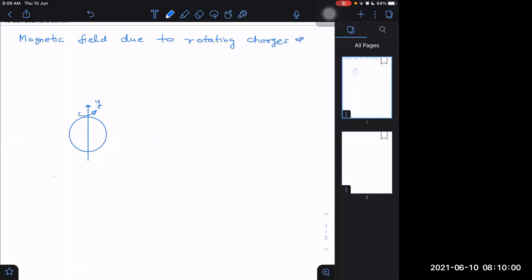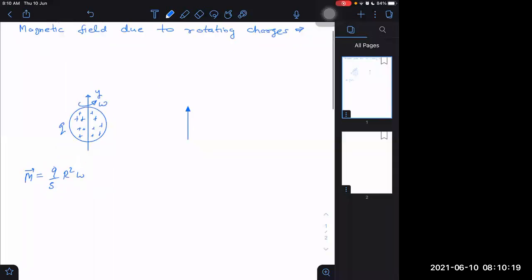Is this solid or hollow? If it has charge Q and nothing is mentioned, you should take the sphere as solid. It is Q by 5 into R square omega, where omega is the angular velocity. That is the magnetic moment. Right?